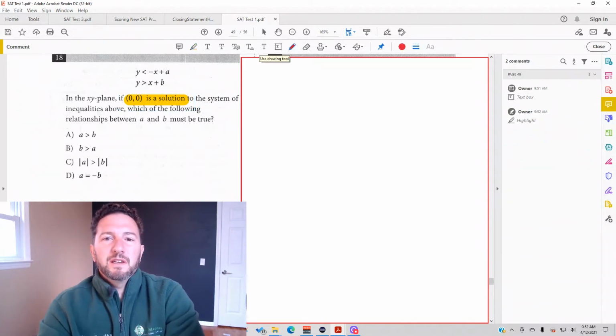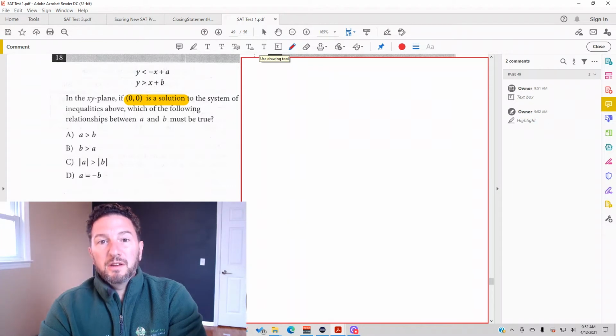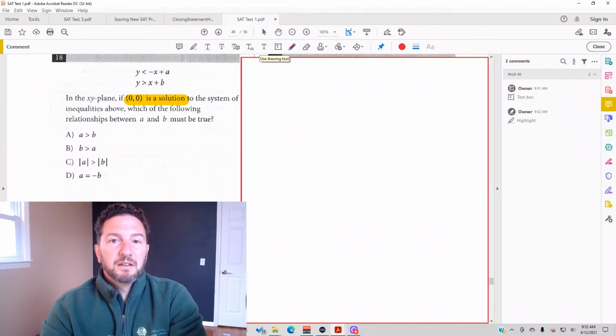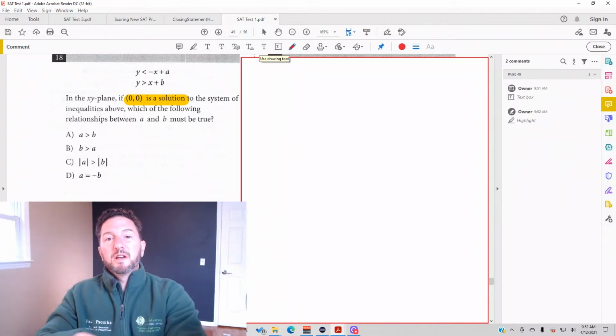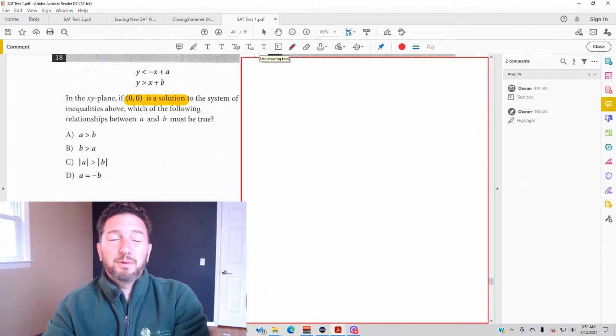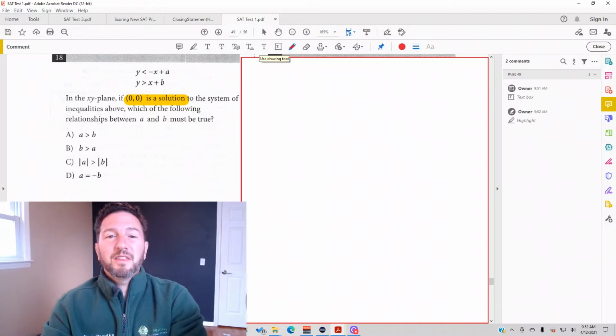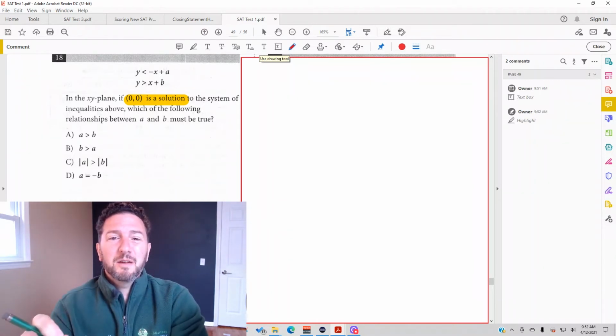If you see an equation or an inequality with a coordinate, plug it in. It says it's a solution, so it's got to work in both equations. Even if it doesn't make sense why you're plugging it in, just plug it in. That's a thing you have to do 99% of the time.